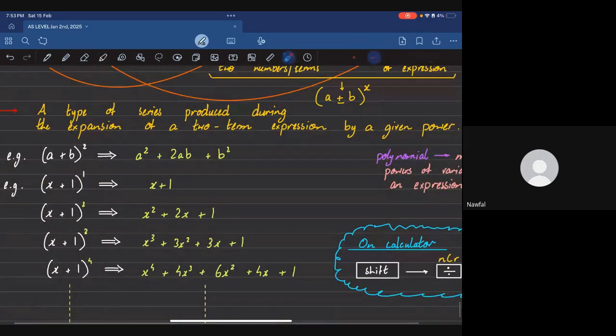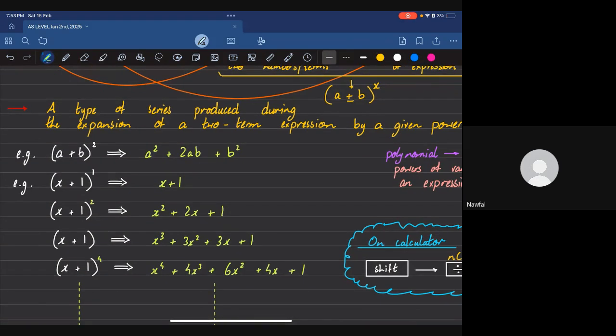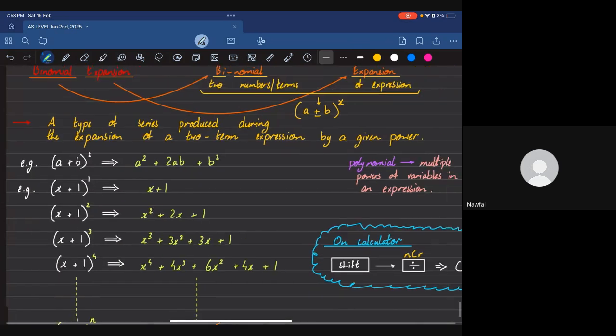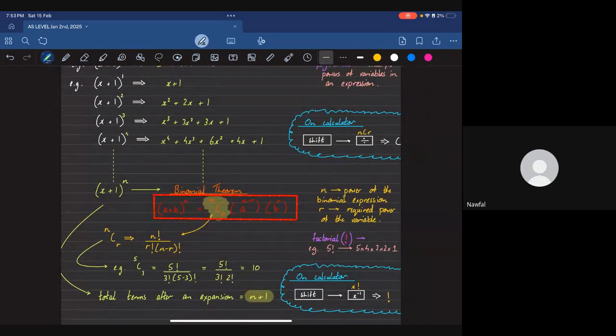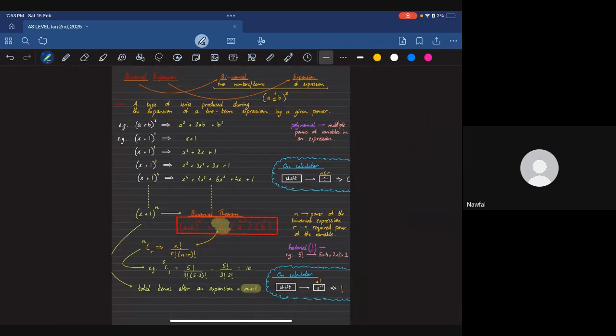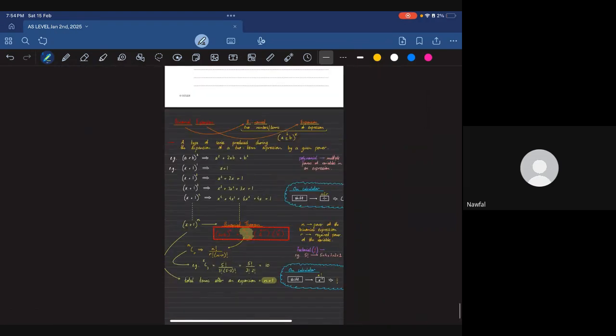When the power was 1, there were 2 terms in the expansion. When the power was 2, 3 terms. When the power was 3, 4 terms, and so on. So if you want to know the total number of terms in a binomial expression's expansion, it is just the power on top of the expression, and you add 1 to it. Clear, guys? Is there anyone who still doesn't get it? Clear. All right, well done.